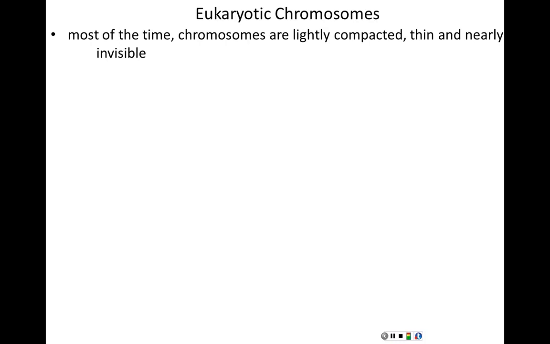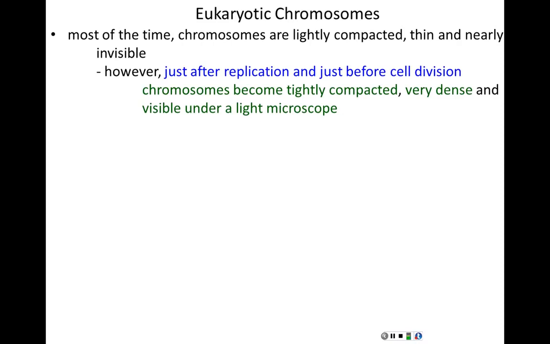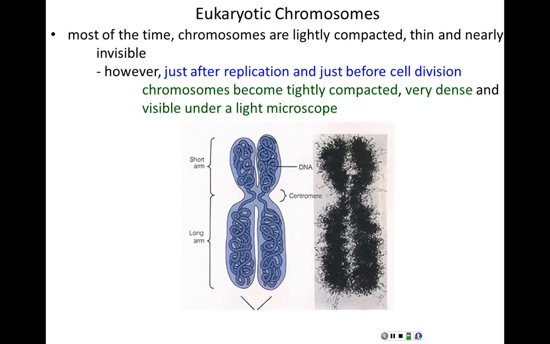So most of the time in a normal living cell, chromosomes are very lightly compacted. The chromatin is not very dense. The chromatin fibers are quite thin, and they're nearly invisible under a normal light microscope. However, just before mitosis and just after DNA replication, chromosomes begin to compact very tightly. That chromatin gets very, very dense, so dense in fact that the chromosomes become visible under a typical light microscope. This is what we're used to seeing.